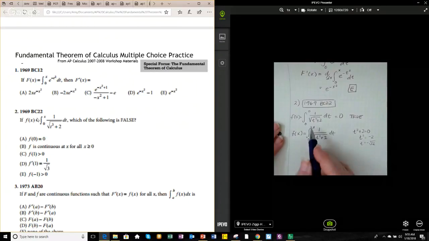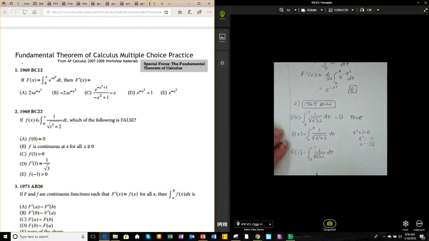F of 1 is greater than 0. This function here is always positive under here. So f of 1 is equal to the integral from 0 to 1 of 1 over the square root of t cubed plus 2 dt. So this value, when I plug 1 in, is going to be positive. I'm finding the area under a positive curve, so it's going to be positive. So this is greater than 0. This is true.